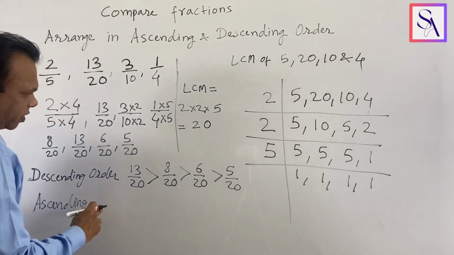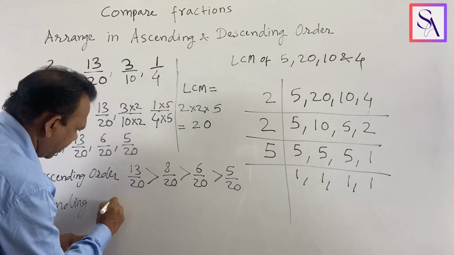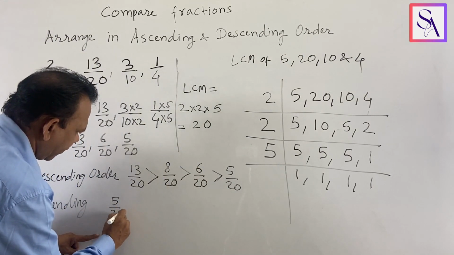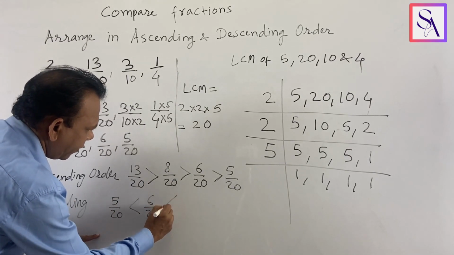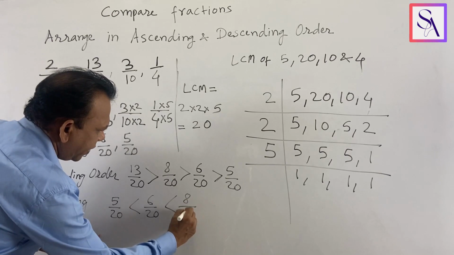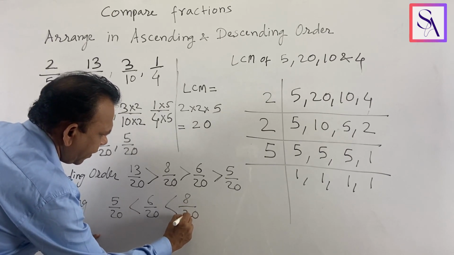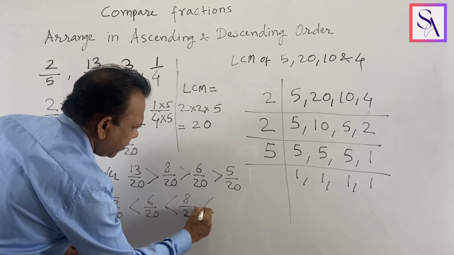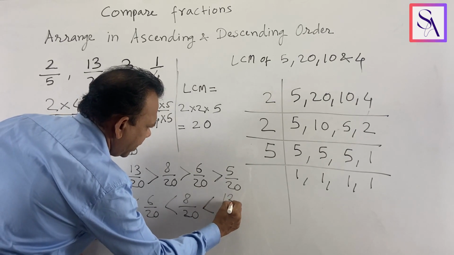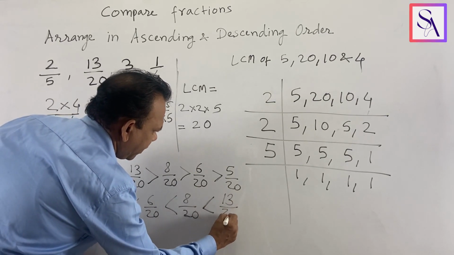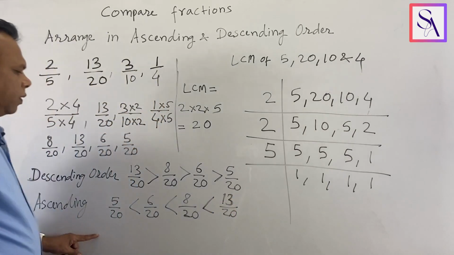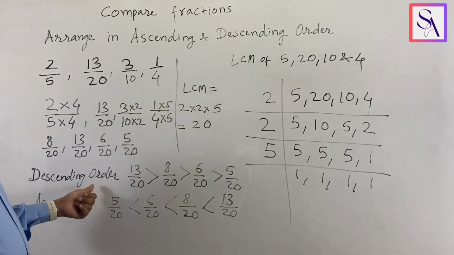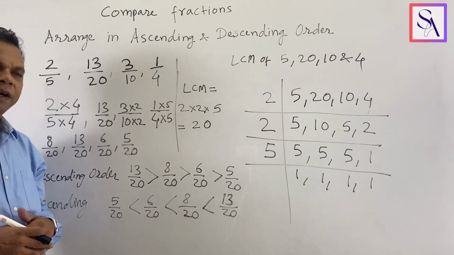So the smallest will be first, so 5 by 20, then 6 by 20, then 8 by 20, and at last 13 by 20. So this is ascending order, this is descending order. See how simple it is.